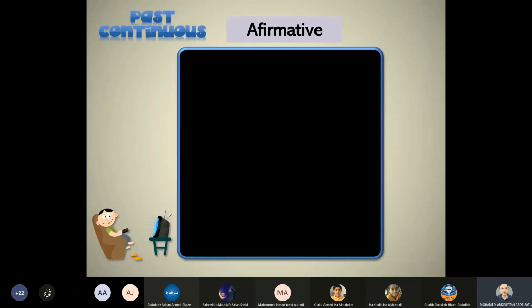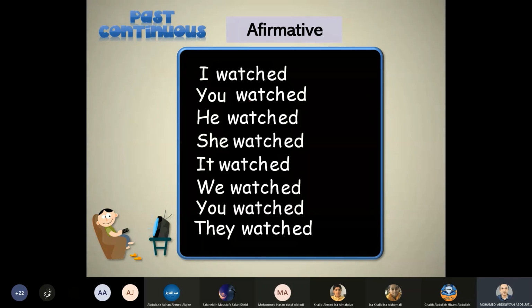Now you know that the past continuous is used to describe an action that was happening in the past. We use the past continuous to talk about a period of time in the past. So what is the affirmative? What is the positive form of the past continuous? Look here, students. All these verbs are the same. Watched. This is past. Why? Because we have got ed at the end. When you come to make a past continuous tense, use the ing and don't forget to add was.